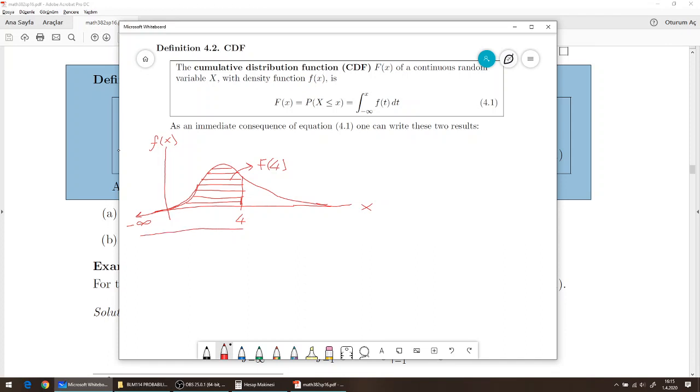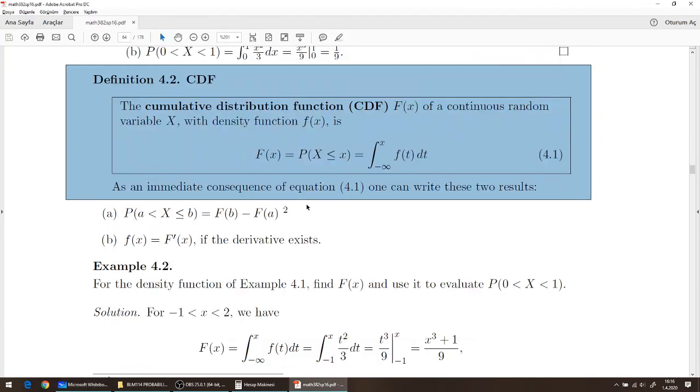Okay? If you want to make it a function of x, uppercase F of x, it should be a function of x. So we use this integral with boundaries from minus infinity to x, as you see here, as we use t as our variable here. As a result, we will find a cumulative distribution function as a function of x. Yes, here we have a question.